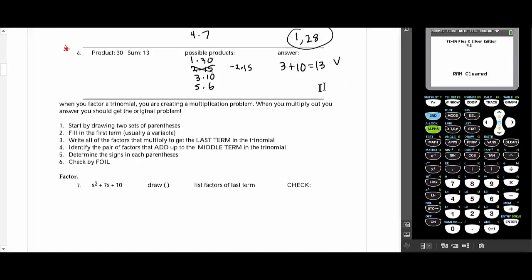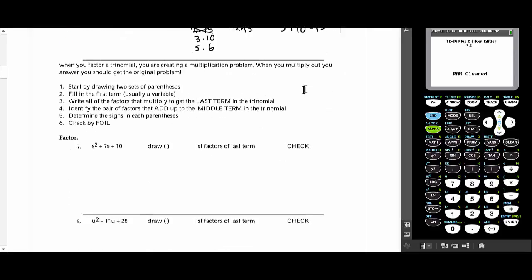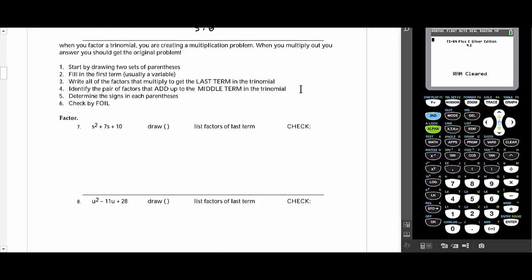Okay, now what we're going to do, the purpose of showing that is we're now going to factor trinomials, and this would be kind of a good starting point. You have 3 terms. So what you want to do on this is, to start with, just draw 2 parentheses. And remember, what we're doing is we're creating kind of a FOIL problem. So when we FOIL out our answer, it should give us s squared plus 7s plus 10. Okay? So the first term is going to be s squared.